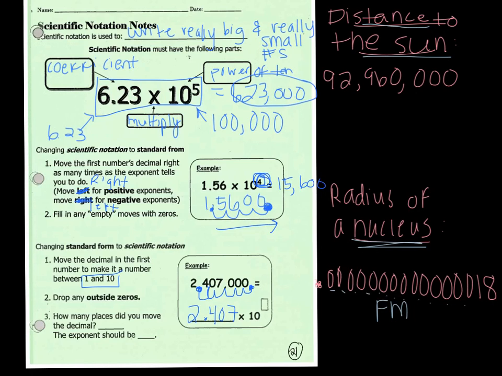And I'm going to count how many times I moved my decimal place. I moved it once, twice, 3 times, 4, 5, 6 times. So I raised 10 to the power of 6. That's a 6 right there. We moved the decimal point 6 times, so the exponent should be 6.